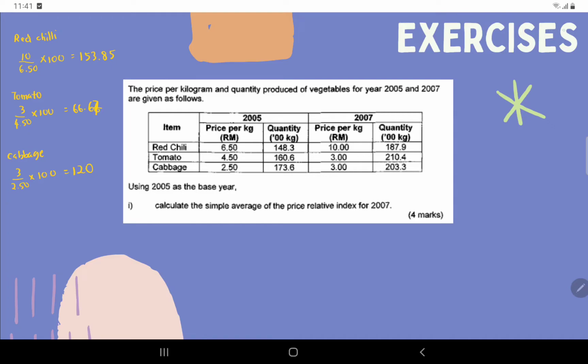And then we need to calculate the average. Okay, the average is 153.85 plus 66.67 plus 120 divided by 3 because we have 3 items. So the answer is 113.451. Okay, that's the answer for simple average, average of the price relative index for 2007.